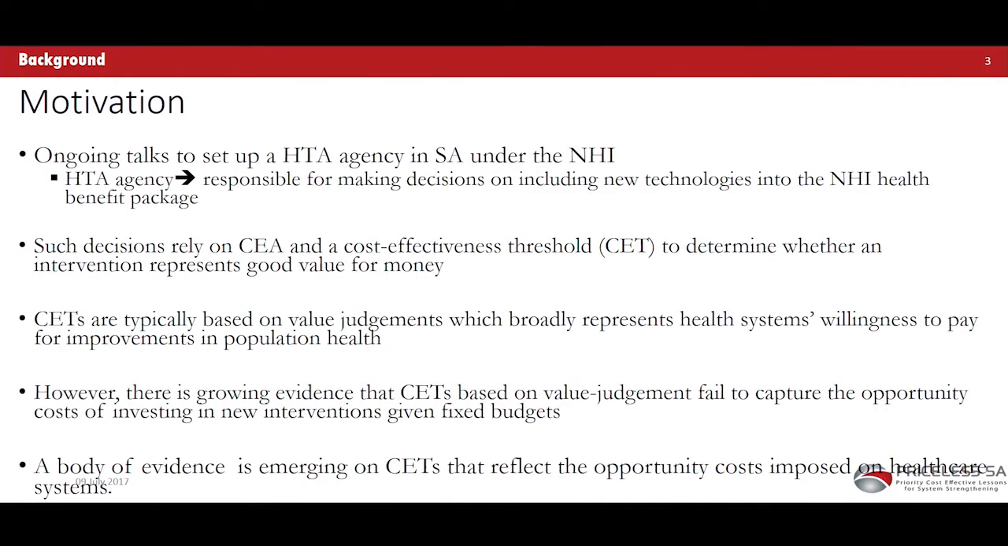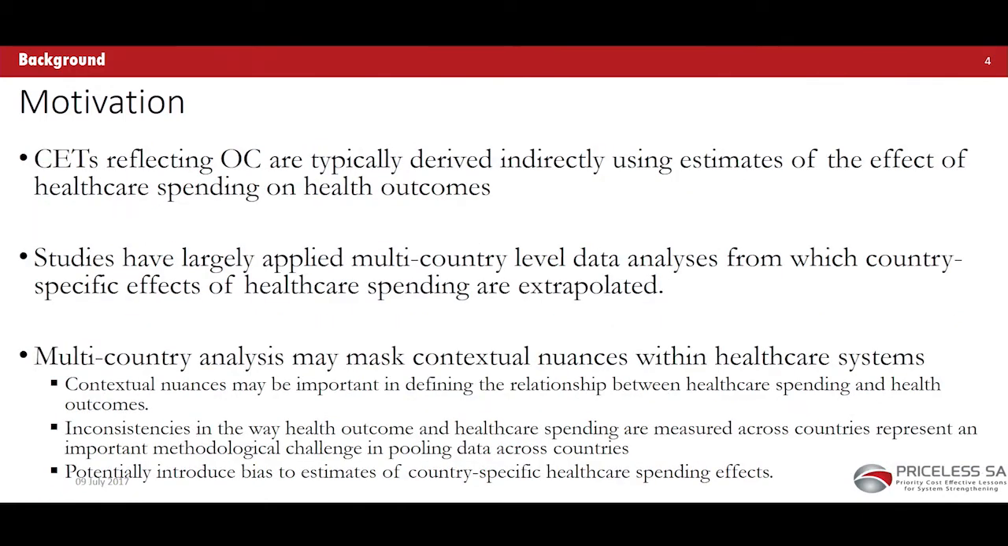We've heard that the WHO threshold of 1 to 3 times GDP per capita might not truly represent the opportunity cost of what is being given up in a health system that operates with a fixed budget. And so there's a growing body of evidence now starting to emerge on cost-effectiveness thresholds that try to capture the opportunity cost imposed on the healthcare system.